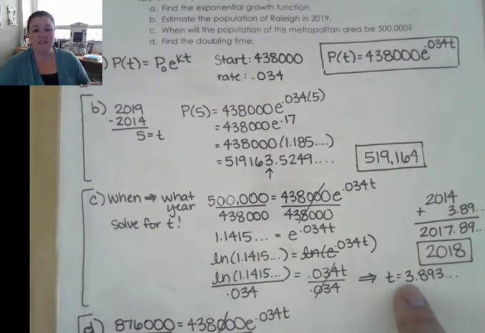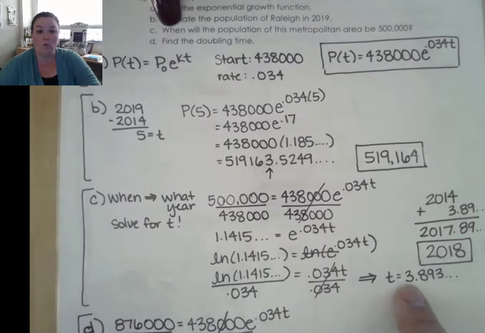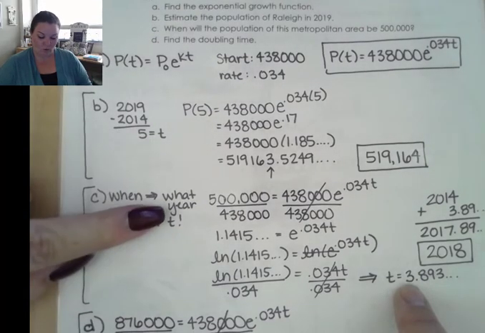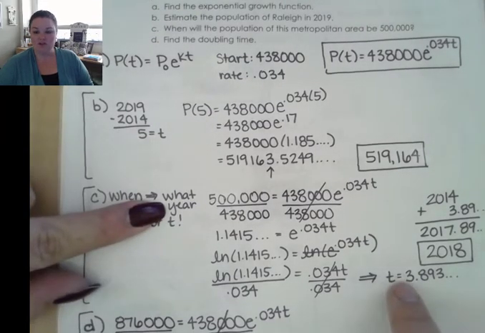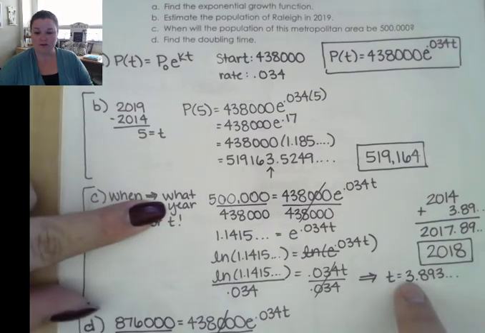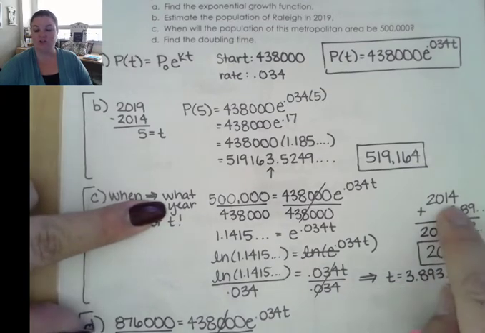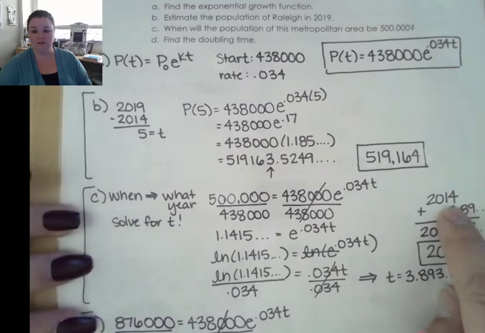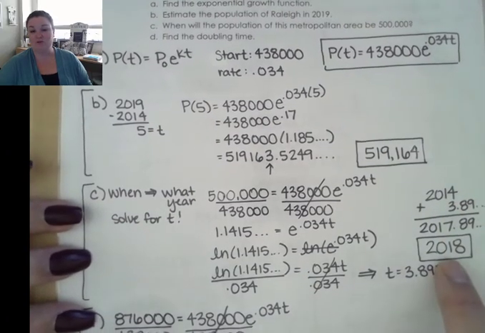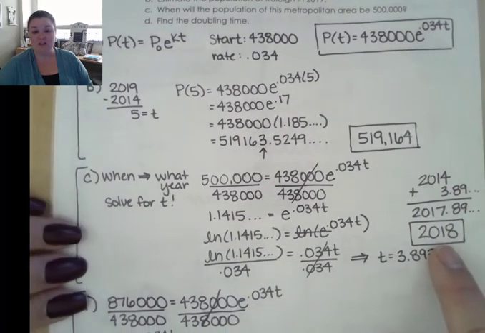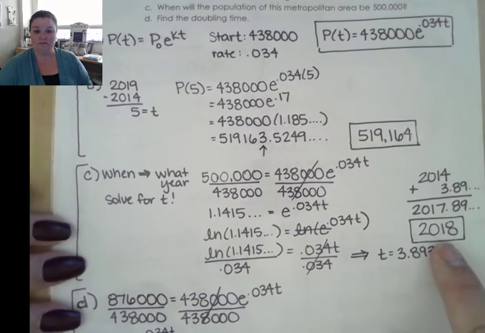But notice it's not asking me for the number of years. In part C it says when. When will the population hit 500,000? So it's asking for what calendar year. So once you know your t is about 4 years, you add 4 back to your starting year of 2014, which should be 2018 being the year that it would hit 500,000.